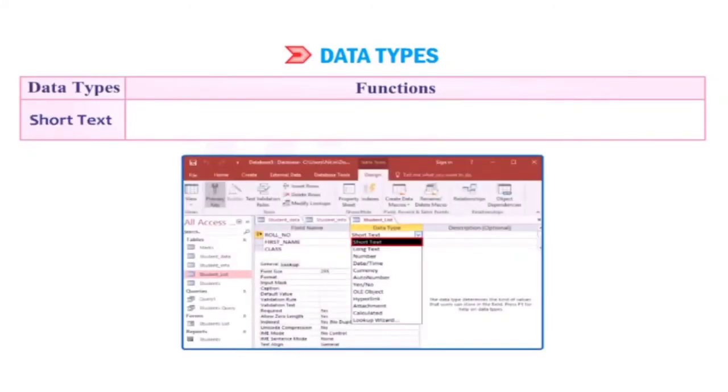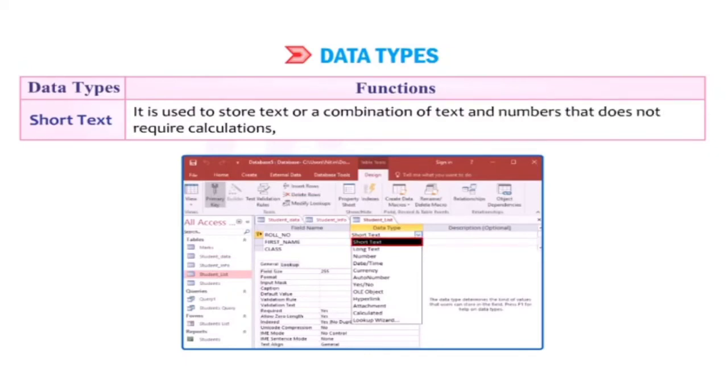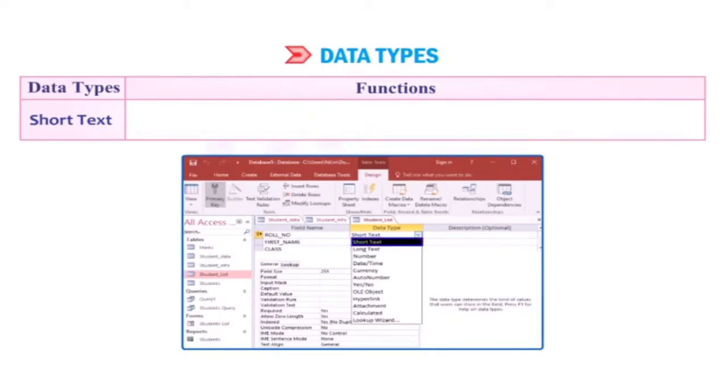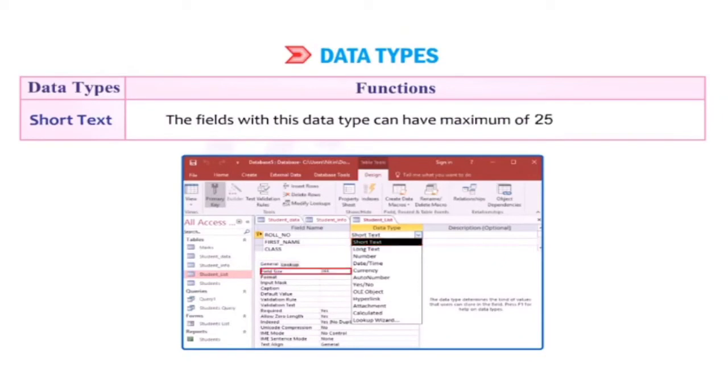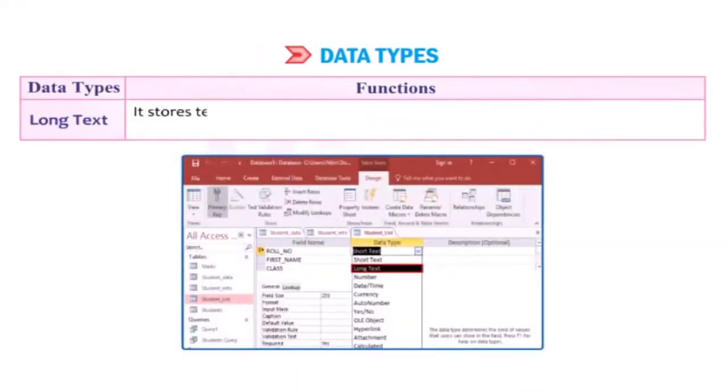Data types. Functions. Short text. It is used to store text or a combination of text and numbers that does not require calculations, such as addresses, phone numbers, etc. The fields with this data type can have a maximum of 255 characters. Long text. It stores text and numbers up to 65,536 characters. It is used for descriptive fields.